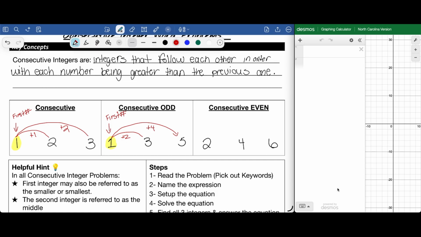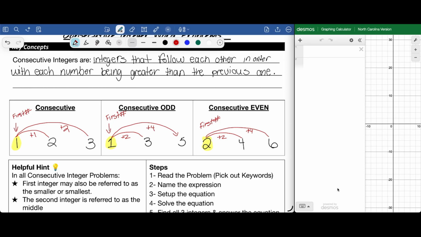Okay. Now let's look at consecutive even. With consecutive even, you're always going to have your first number, just like you had with the other two. Okay. So with an even number, my first number will more than likely be an even number. So this will be my first number. For me to go from two to four, what did I do to two to become four? I had to increase it by two. And then what did I do to two to make it to my third number, which is a six? I had to increase it by four.